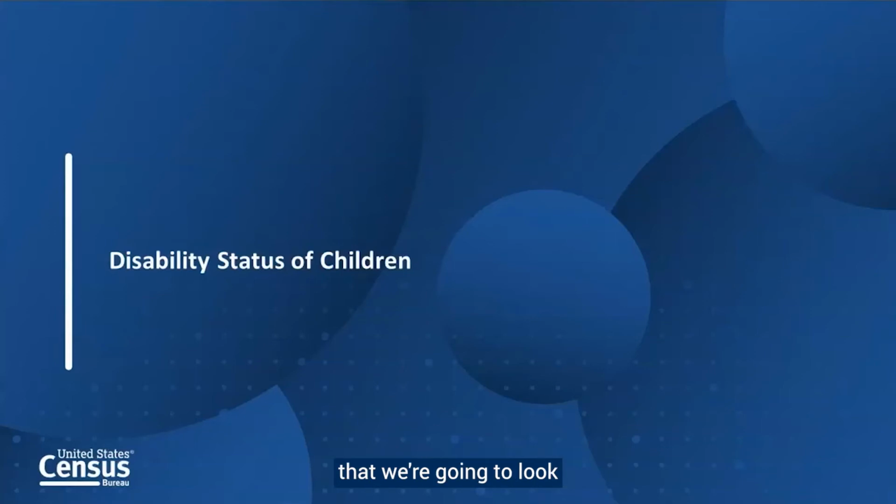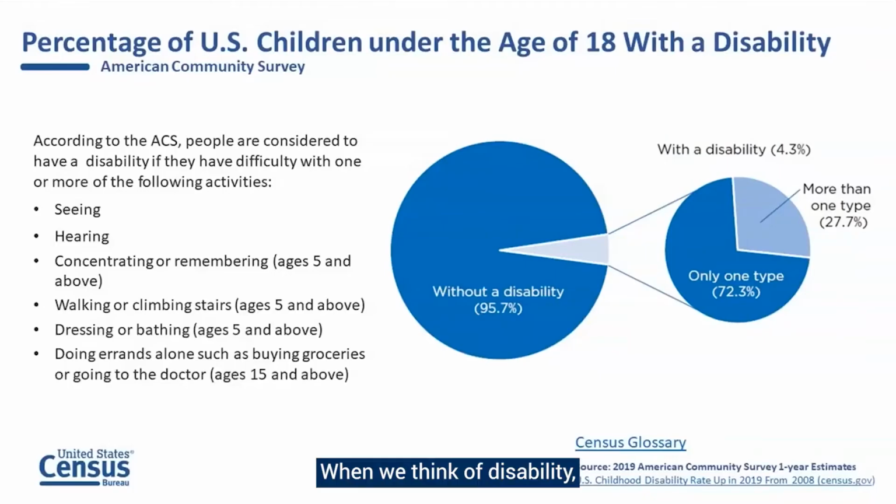Okay, the next topic that we're going to look at is disability status of children. When we think of disability, we often think of the older population, but data from the American Community Survey shows us that on average, 4.3% of the child population experiences a disability. And this is up from 3.9% in 2008. So currently, 3 million children experienced at least one disability in 2019.